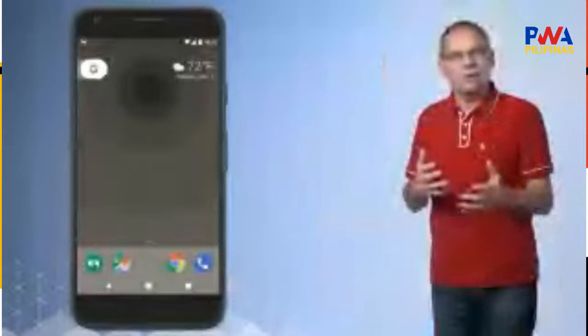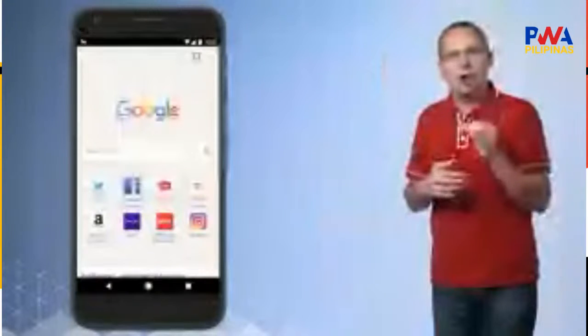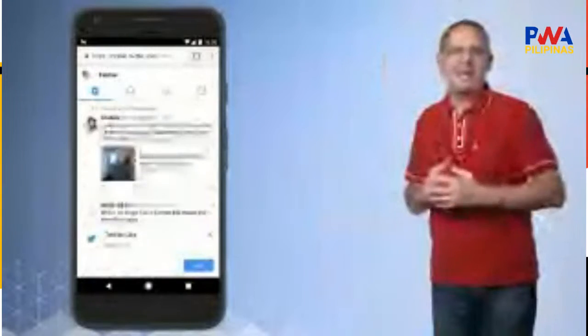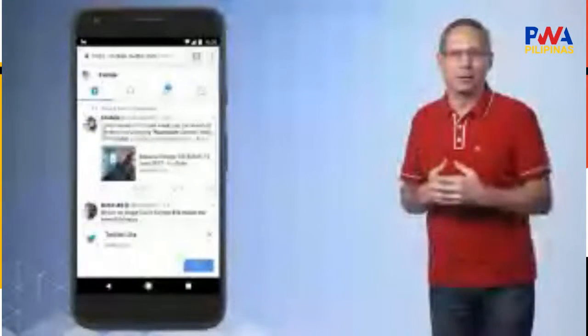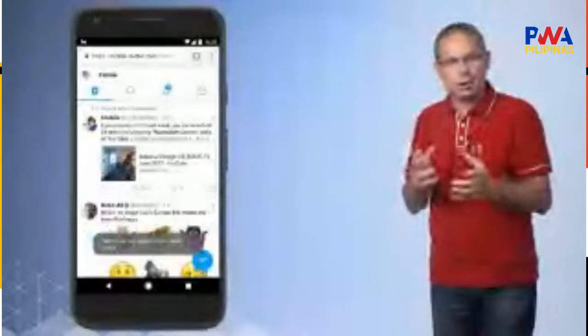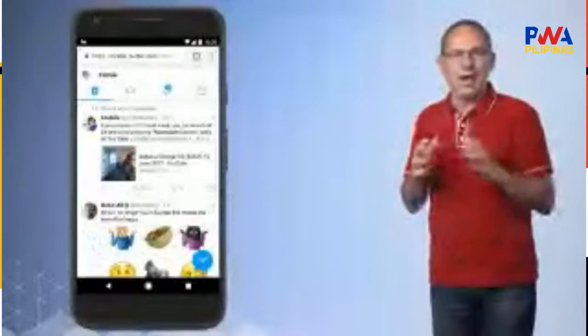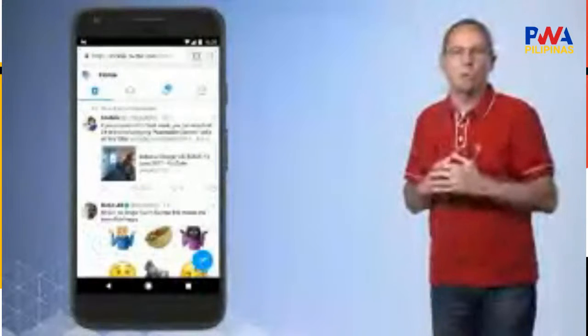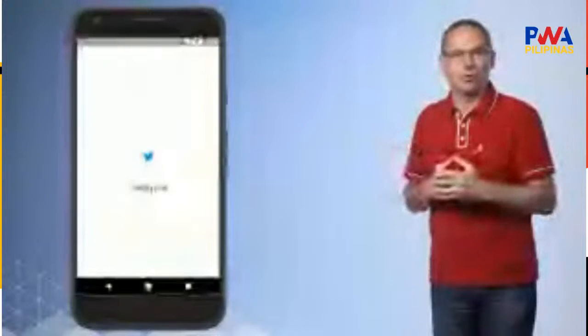When I revisit the site, Chrome prompts me with an Add to Home Screen banner, making it easy for me to add it to my home screen. When I click Add, a little toast pops up letting me know it's been added to my home screen. In a future version of Chrome, progressive web apps will also be added to the task launcher. Let's see how it looks. There it is on the home screen.